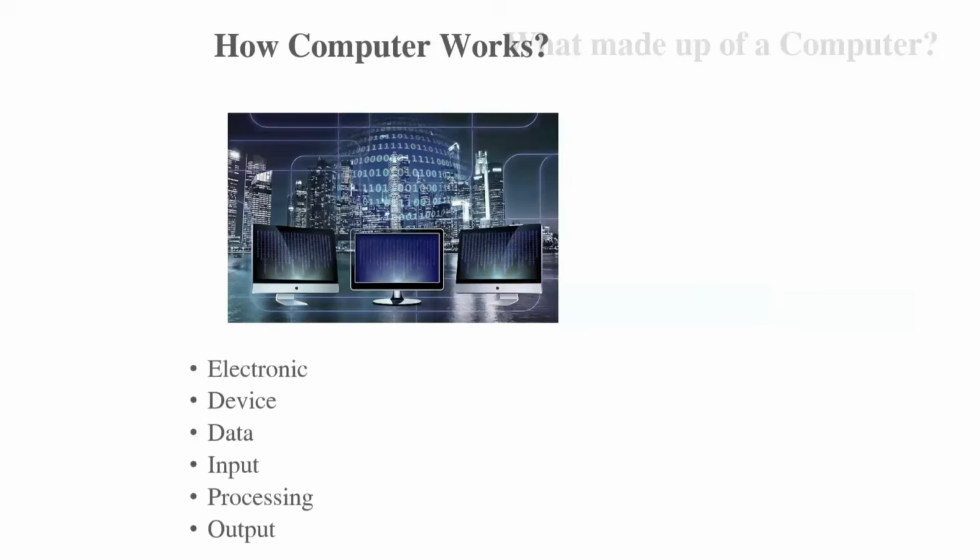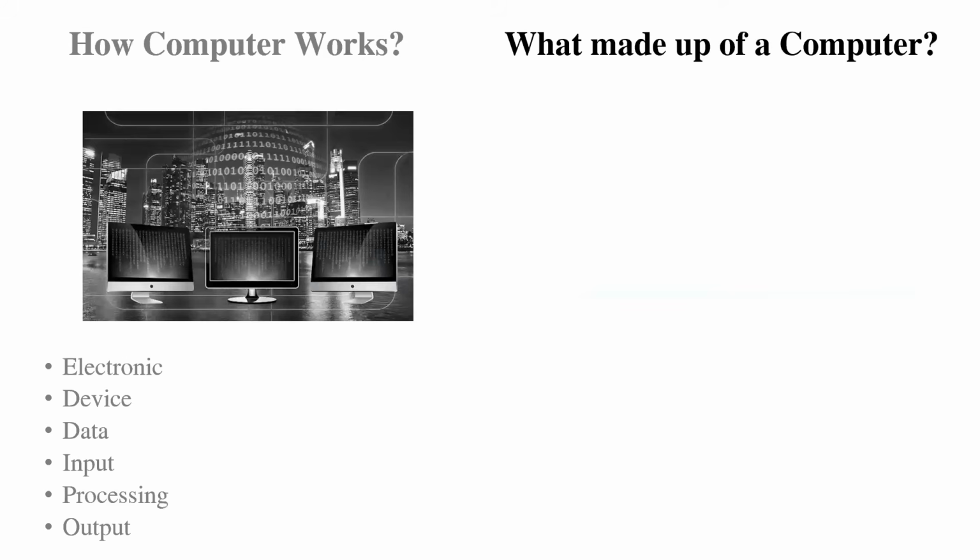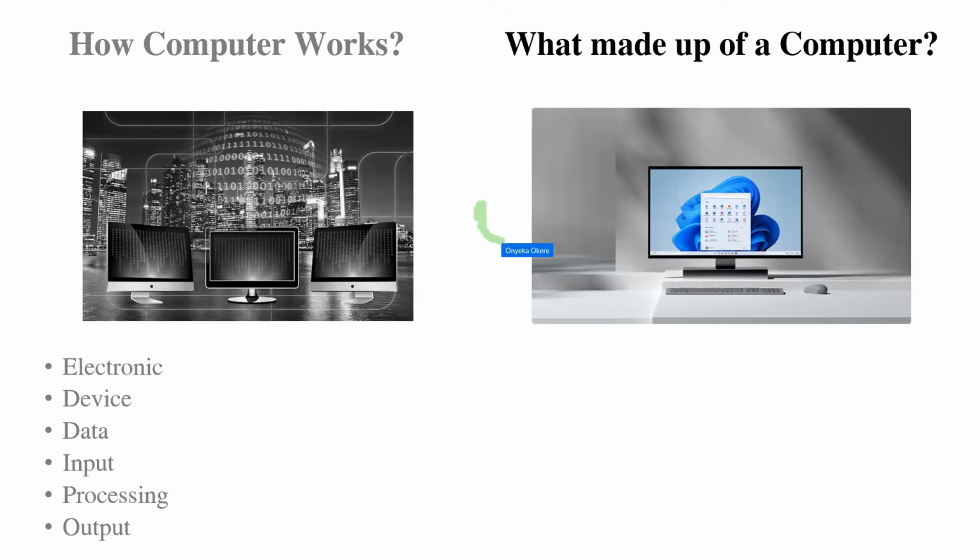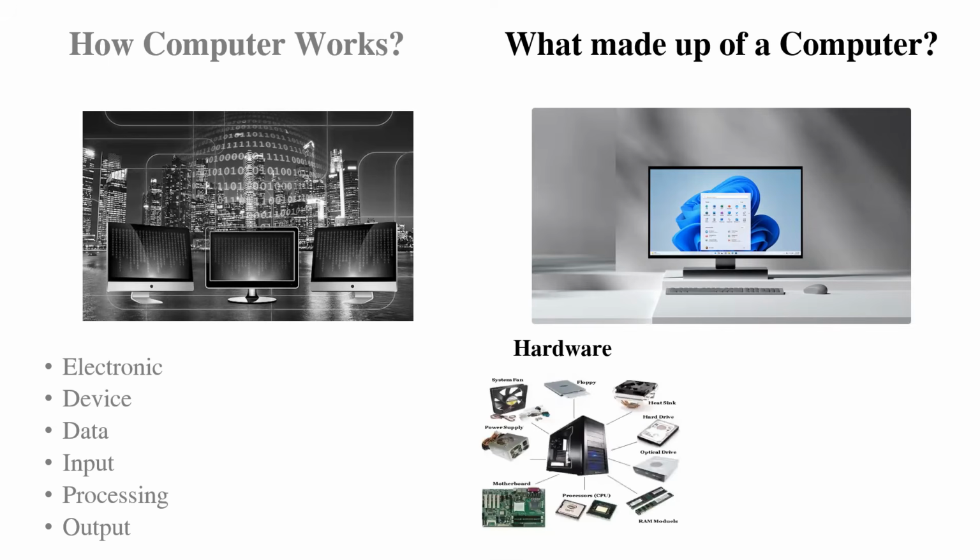Okay, so after this, let's talk about what a computer is made up of, how a computer comes into being. We all know that there are things that come together to bring something into existence. So what is a computer made up of? One, we have the hardware. These are the physical components of a computer. The software and hardware that I'm going to discuss are the components.